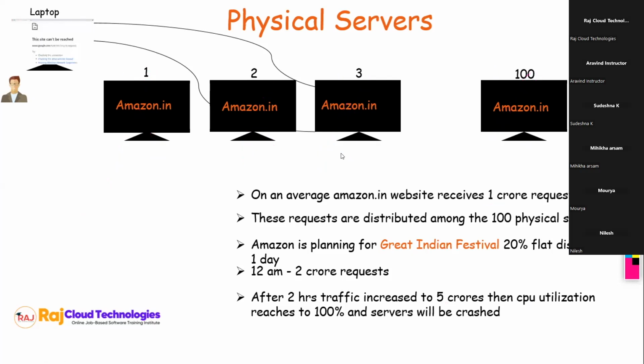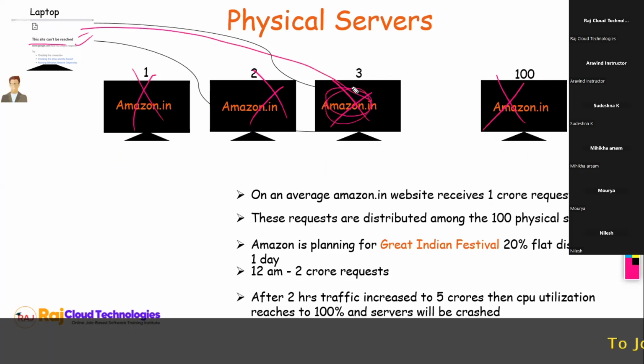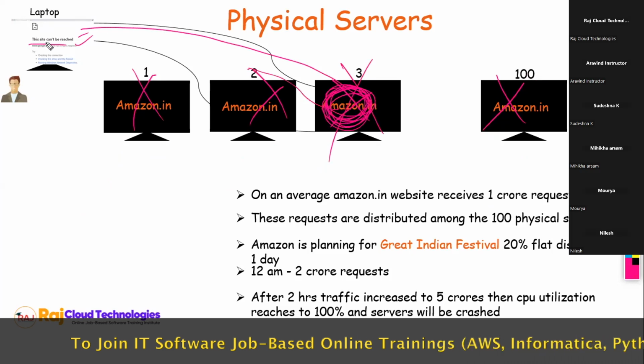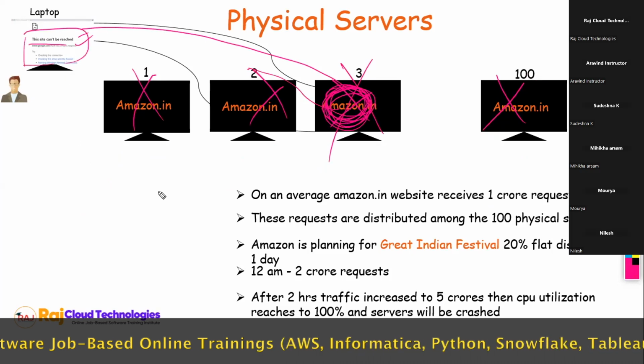Even after the servers are down, if people type www.amazon.com, they don't see the website. Instead, they see this error page: this site cannot be reached. Why? Because the request is going, but it couldn't load the application because the server is crashed. Since it is not giving any response, users see this page, site cannot be reached.